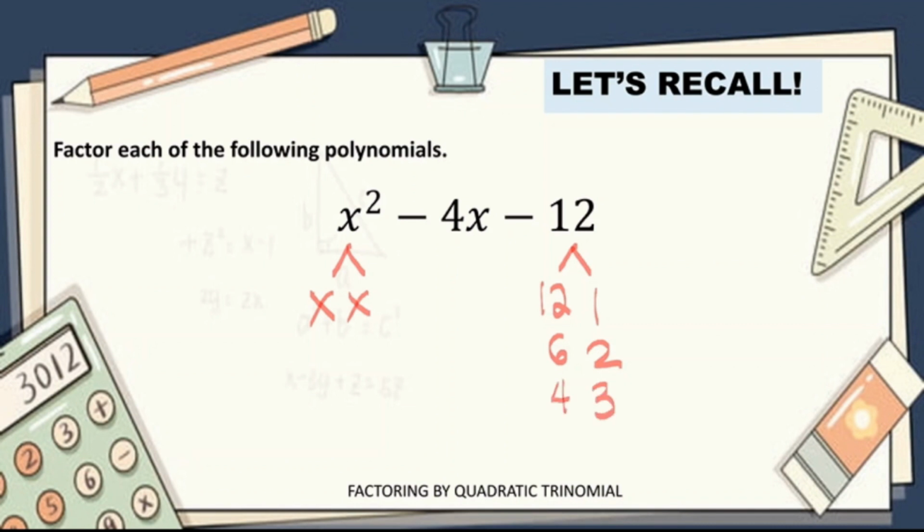So next step is we will add the factors of our constant term. We need negative 4, so let's try to figure it out. We'll add first. 12 plus 1 is 13. 6 plus 2 is 8. And 4 plus 3 is 7. Okay, so what do you notice? We do not obtain negative 4.